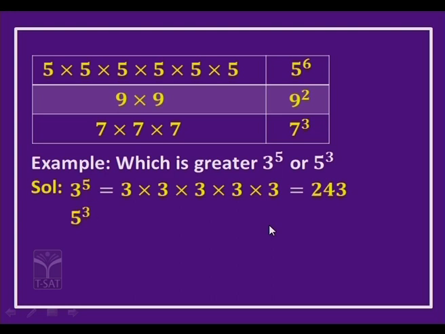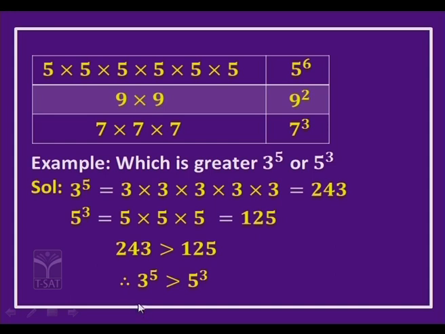Now, what about 5 to the power of 3 or 5 cubed, children? Yes, 5 multiplied 3 times. On multiplying 5 3 times, we get 125. Now, children, out of these two numbers, which is greater? Yes, it is 243, greater than 125. But what is 243, children? Yes, it is 3 to the power of 5. And what about 125, children? It is 5 to the power of 3, which means I can write 3 to the power of 5 is greater than 5 to the power of 3. Okay, children. So, children, this is how we compare any two exponential numbers.